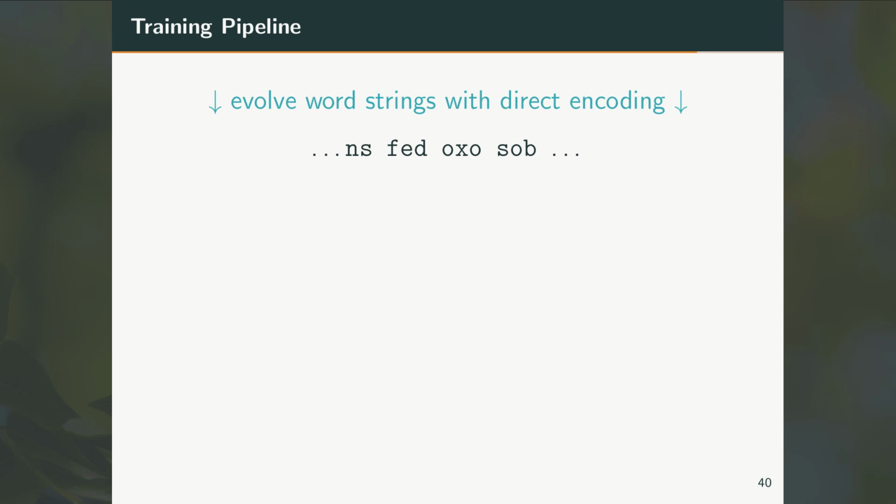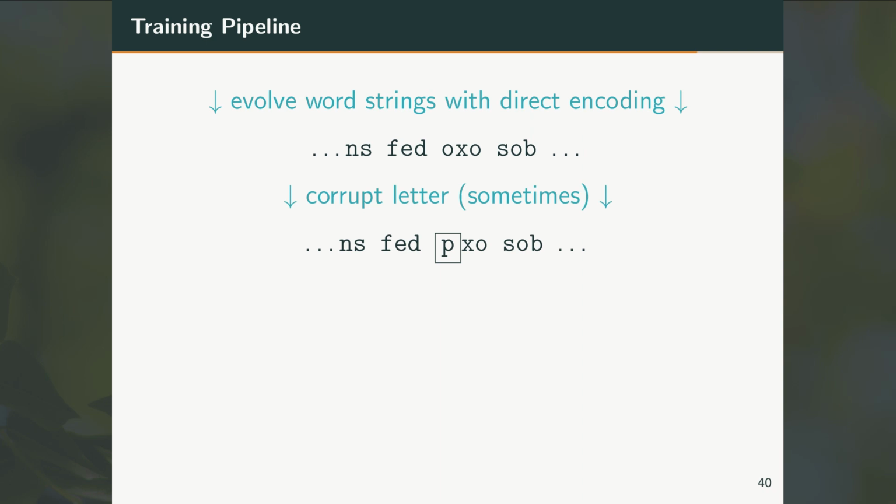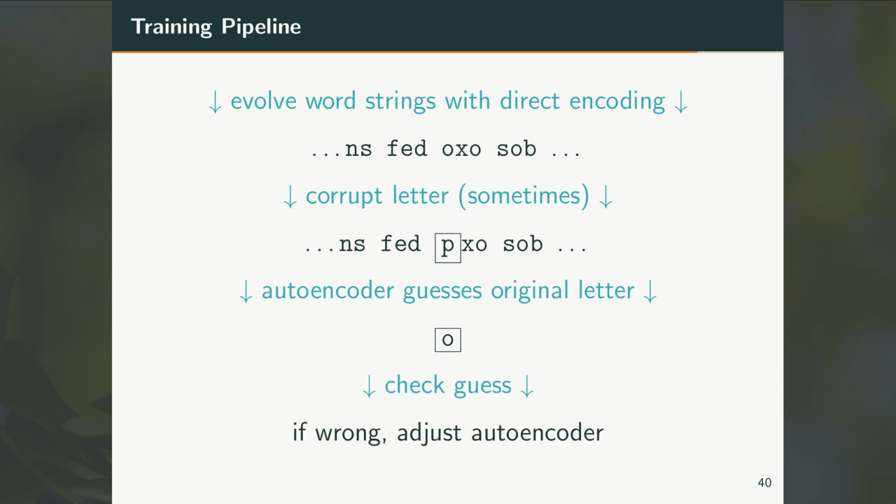And so we trained this by evolving a bunch of strings with a direct encoding, which of course ended up with a bunch of short words. And we corrupt a letter sometimes in the training data that we're giving this autoencoder. The autoencoder tries to guess the original letter, and we check the guess against the correct answer, and if it's wrong, then we adjust the autoencoder through backpropagation.